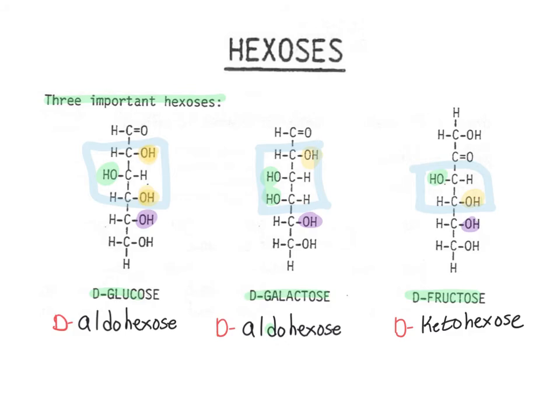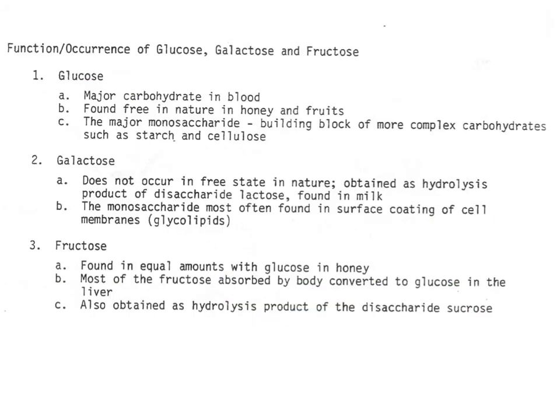So again, these are the 3 monosaccharides that you should be able to recognize in this class and in your bio courses, because they do use a lot of glucose throughout those biology courses. What is the function and occurrence of glucose, galactose, and fructose? That means where do we find it and what does it do?